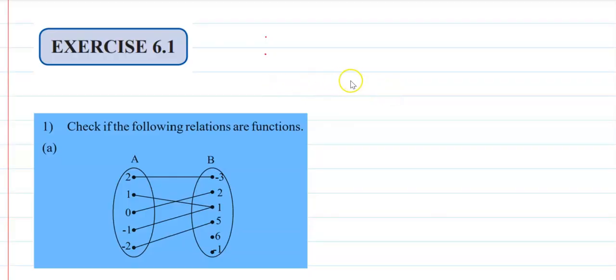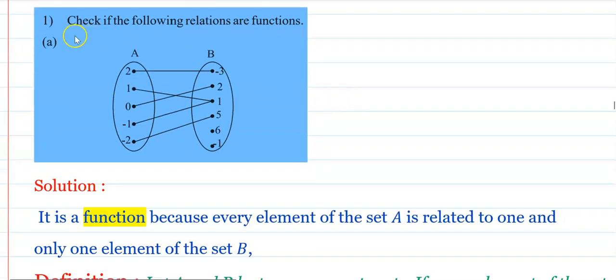Hello friends, now let us start exercise 6.1, and in this video I will explain the examples from 1 to 16 because the exercise is a big one. Okay, now the first question, number 1: check if the following relations are functions.